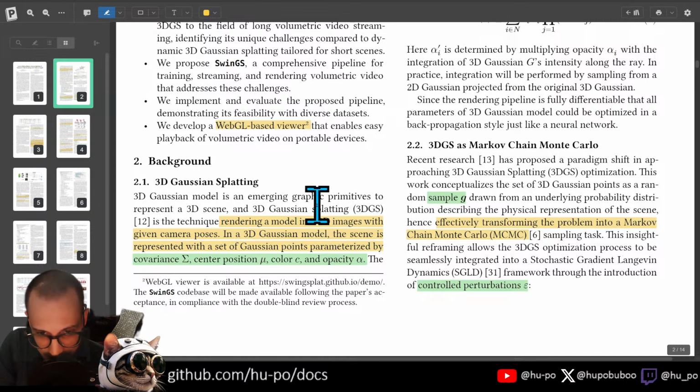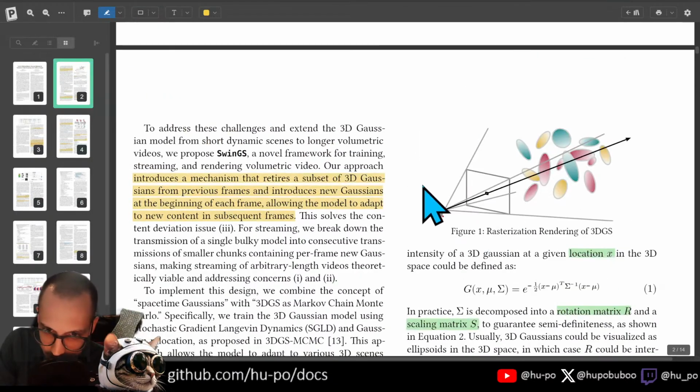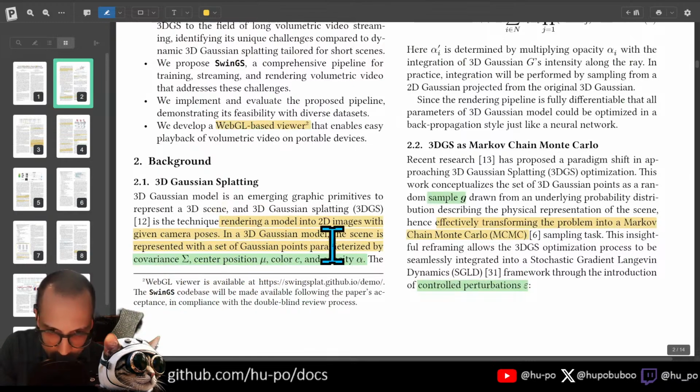So Gaussian splats is a way of rendering a model into 2D images with a given camera pose. So given a camera pose, I can render any 2D image from this scene. In a 3D Gaussian model, the scene is represented with a set of Gaussian points parameterized by a covariance, a center position, a color, and an opacity. So really what a Gaussian splat is, it's a set or just a collection of these little Gaussians, and each of these little Gaussians has a bunch of parameters associated with it, right? So that's really what you're doing.